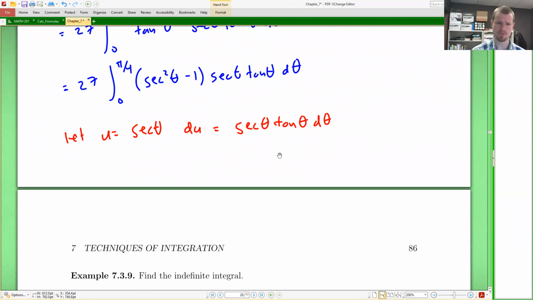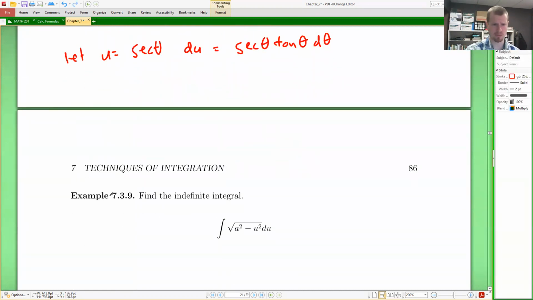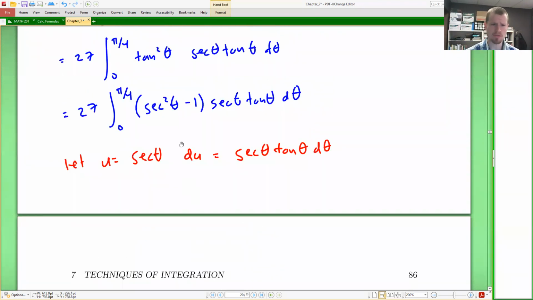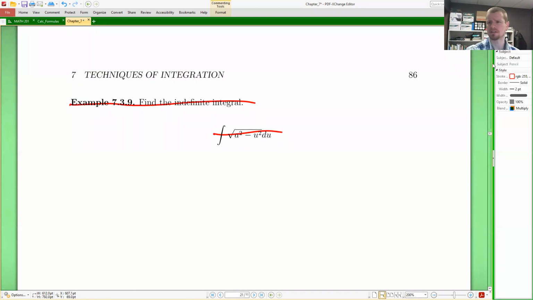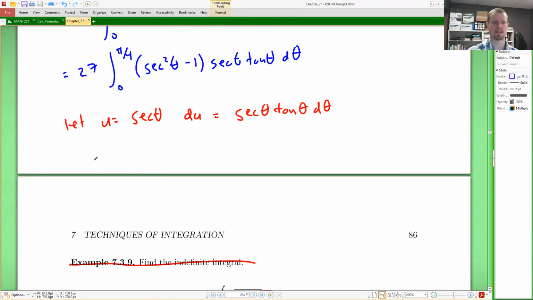Now, of course, we're running out of room, but fortunately, this next example we're not too worried about. We can look at that later if you're interested. But using this substitution, this is going to give us 27 times the integral of, oh, but I have to be careful here. I need to finish this substitution for u equal to pi over 4.